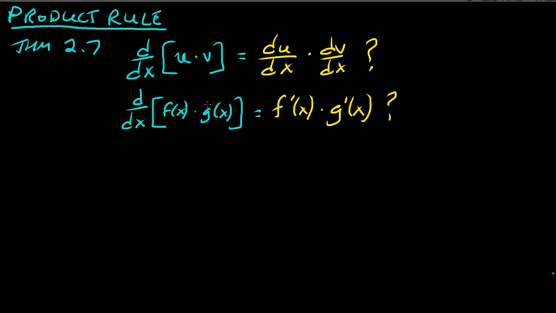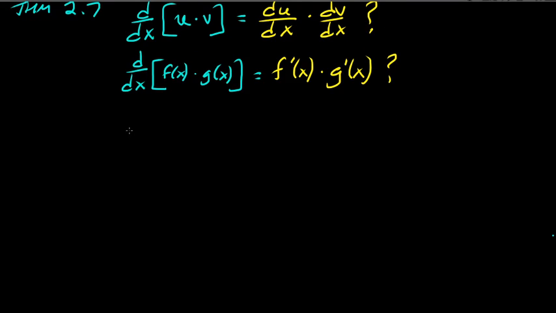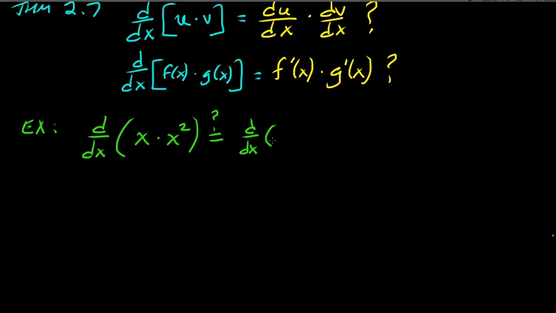But can we really do that? Is that the rule? Let's just see if that works. Let's do an example. Suppose I want to take the derivative of the product x times x squared. Now, on the one hand, if you suspect that this rule is just to multiply the two derivatives, then we're going to take the derivative of x times the derivative of x squared.